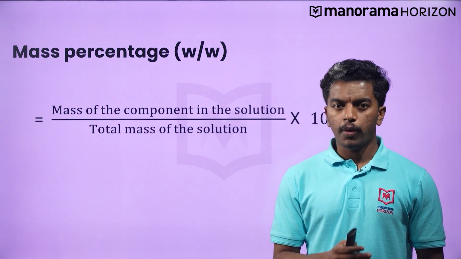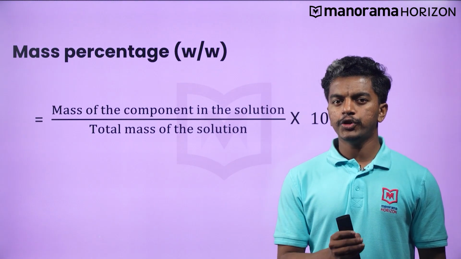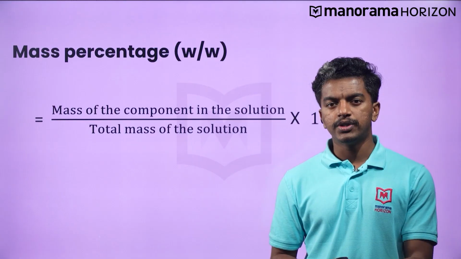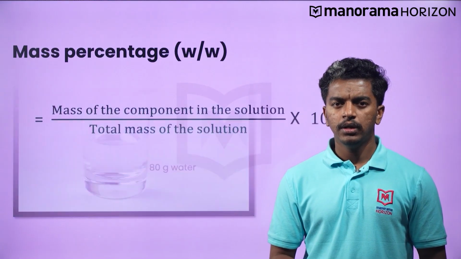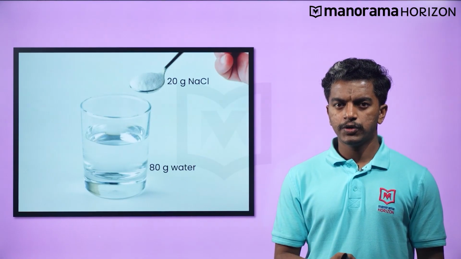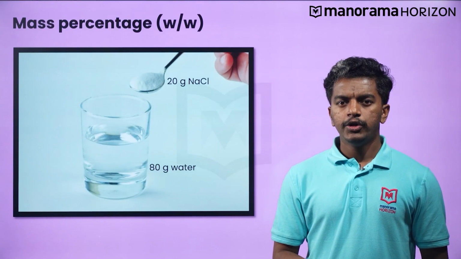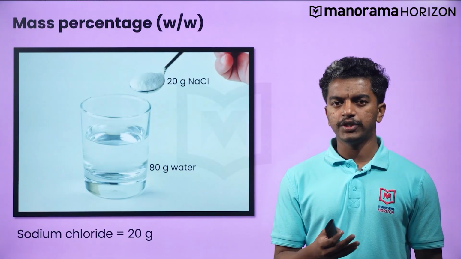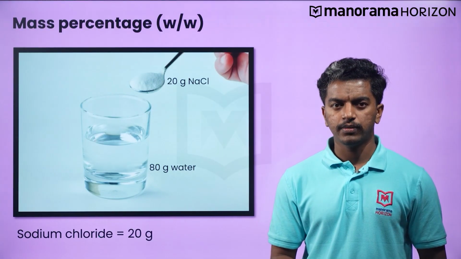Mass percentage of a component in a solution is the ratio of mass of the component in the solution to the total mass of the solution multiplied by 100. For example, a 20% weight by weight solution of sodium chloride is made by mixing 20 gram of NaCl and 80 gram of water, making a total of 100 gram of solution.